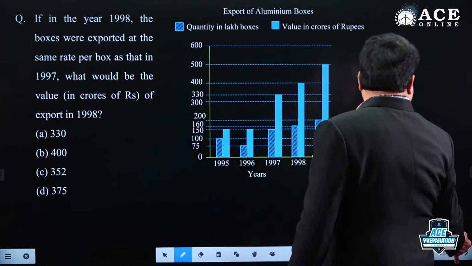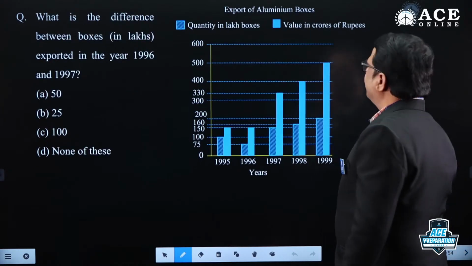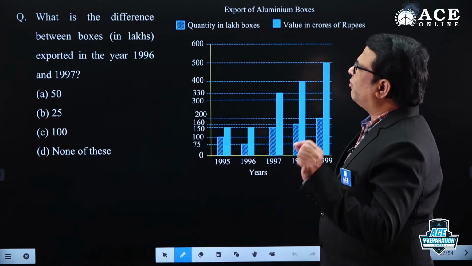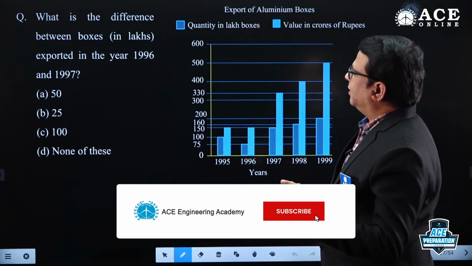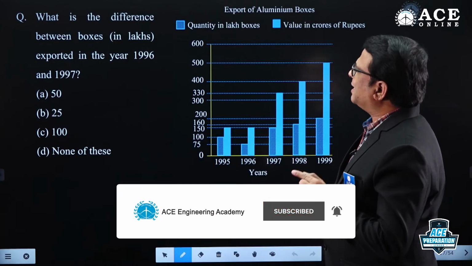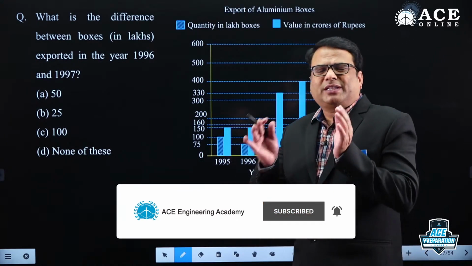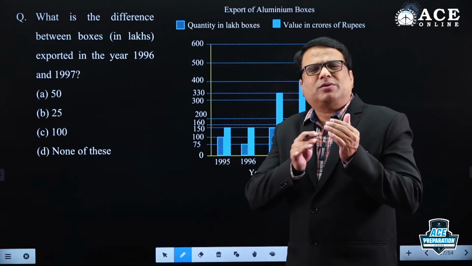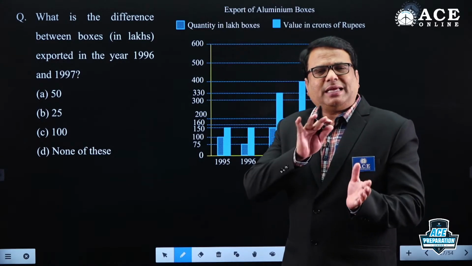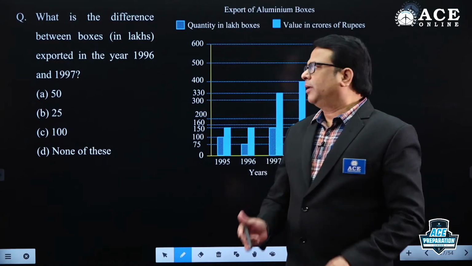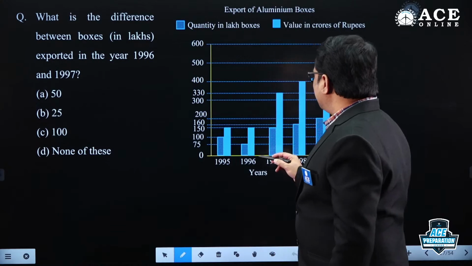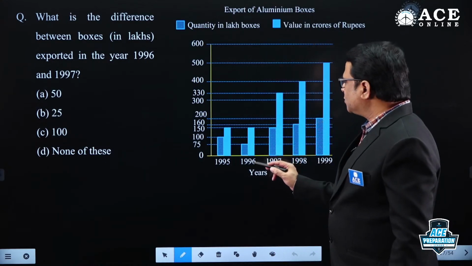Okay, same thing is repeated here. What is the difference between boxes exported in the year 1996 and 1997? So what is the difference in the number of boxes exported in the year 96 and 97? That is the question. Now, in the year 1996, how many boxes were exported?